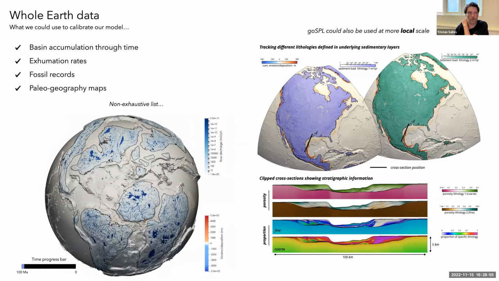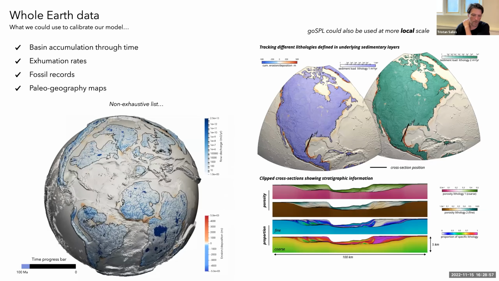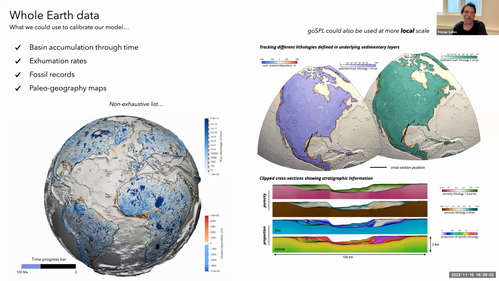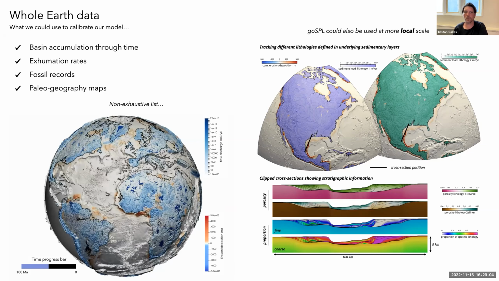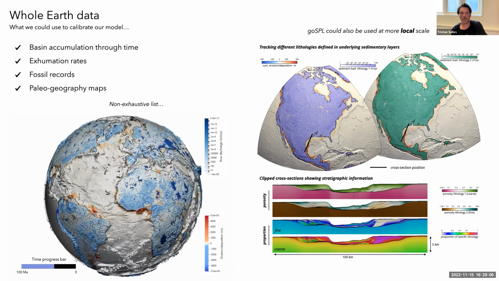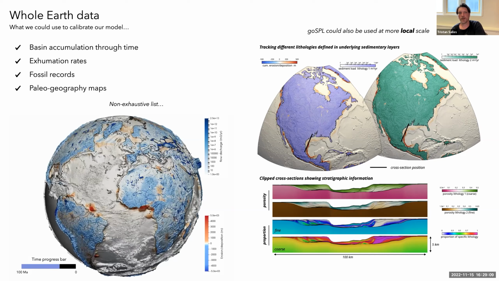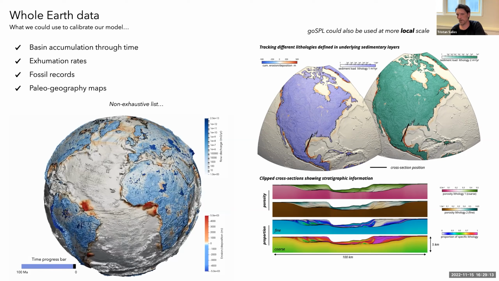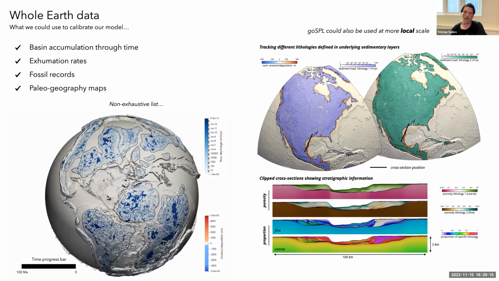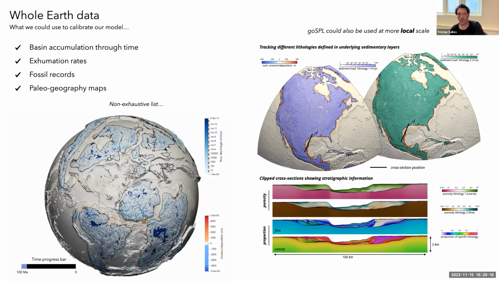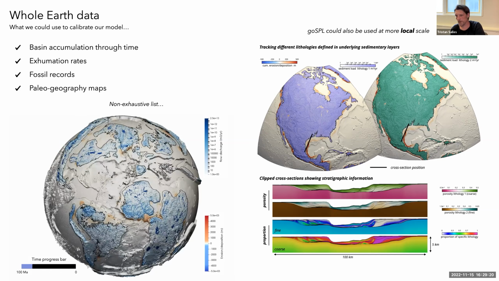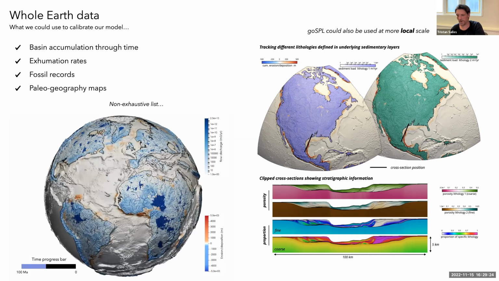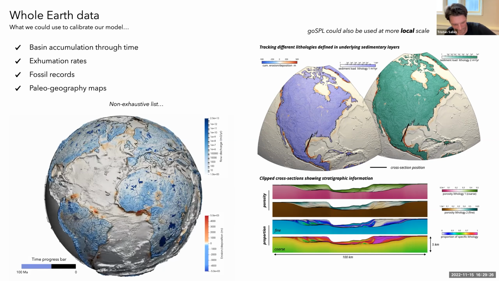Just to conclude on this section of the talk, basically what we've got is a model that is able to simulate basin accumulation through time, and that you can calibrate using different things such as exhumation rate or paleogeography maps. And this model can be used at global scale, but also at local scale. And I think I will let it there for this first part of the presentation.